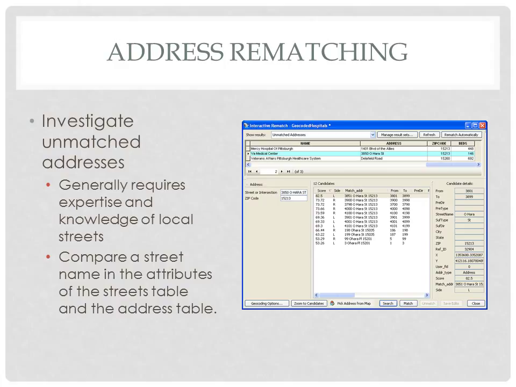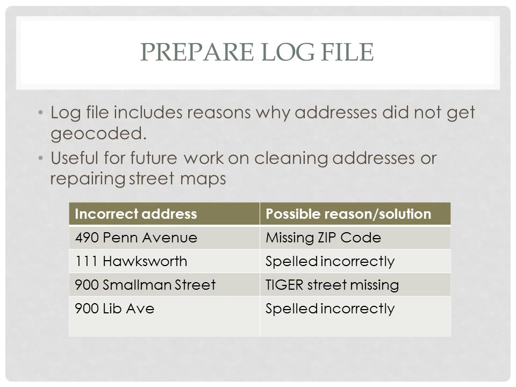For address rematching, you'll investigate the unmatched addresses and will need to have some knowledge of the local streets. Compare a street name with the attributes of the streets in the streets table and the address table. You'll need to go through these typically one by one. You prepare a log file that includes reasons why addresses did not get geocoded. This is useful for future work on cleaning addresses or repairing street maps.